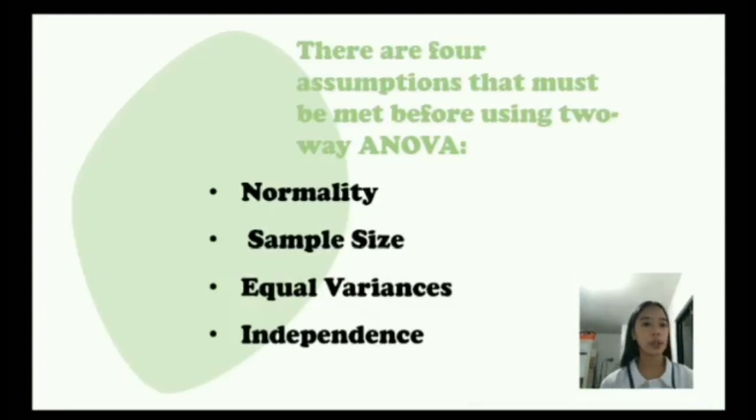There are four assumptions that must be met before using two-way ANOVA. First is the normality. Observations from the sample population are normally distributed. Second is the sample size. The number of observations must be the same for each group. Third is the equal variances. The variances for each group are equal. And lastly is the independence, which means the observations in each group are independent.